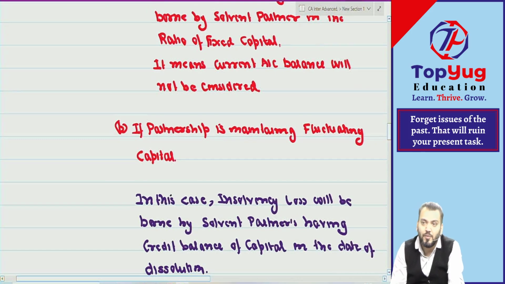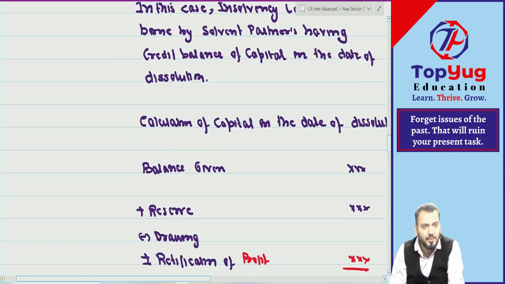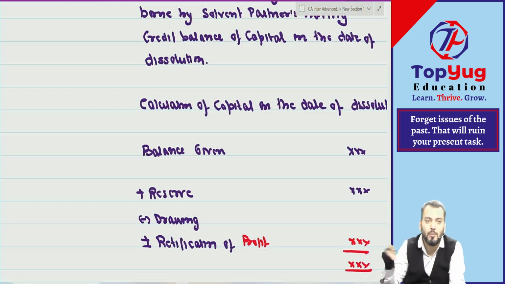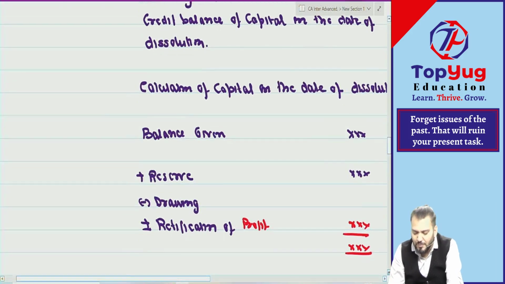It means first we need to find out capital on the date of dissolution. And can I say it will be equal to opening balance given in the question plus reserve and surplus, plus or minus any drawings, and plus or minus any rectification given in the question. This will be the capital on the date of dissolution. Then we need to find out solvent partners having only credit balance. In that ratio, insolvency loss will be allocated. Understood? Correct. This much we have done.